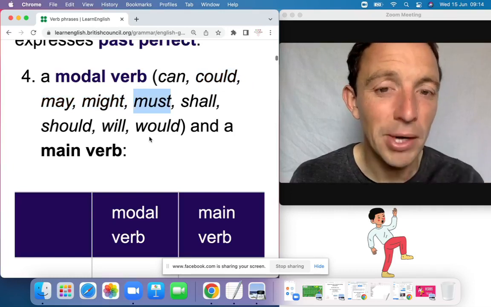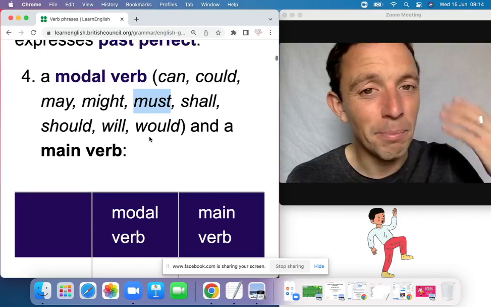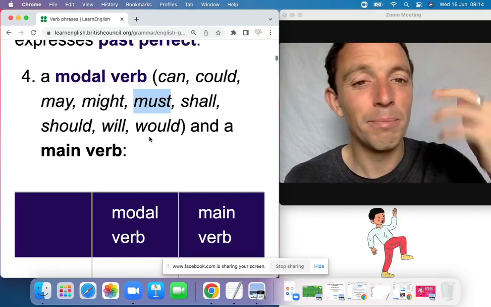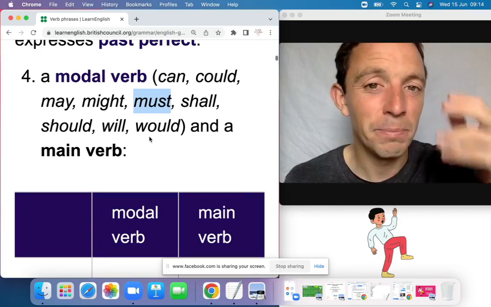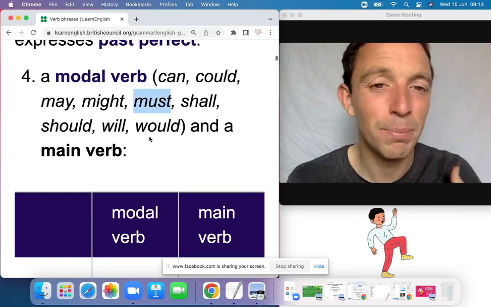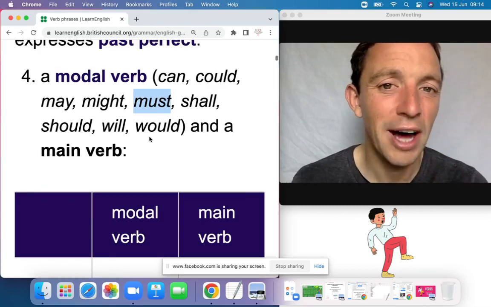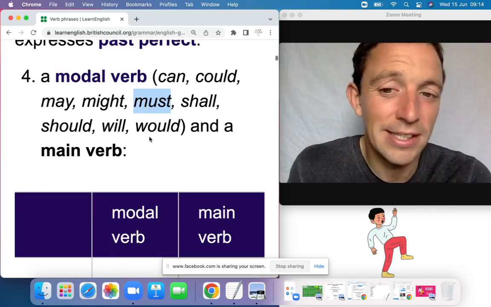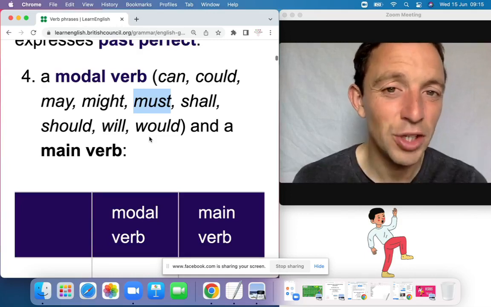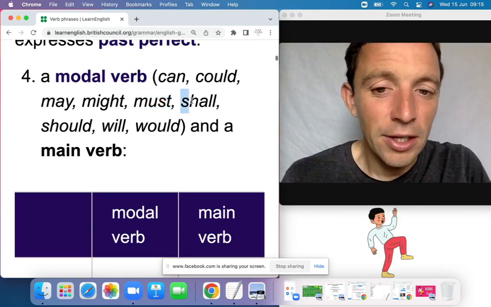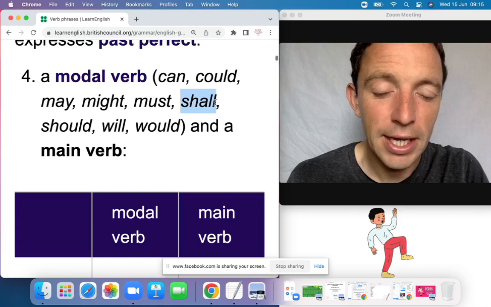We use must for obligation. I must go to the shop. I must contact my friend. I must read this book. It's obligation and you have no option. You have no choice. It's something you must do.